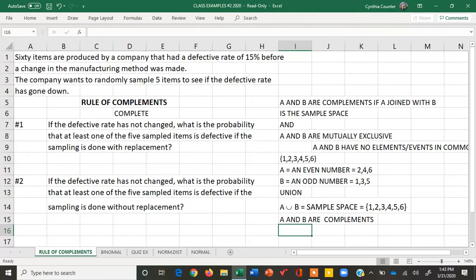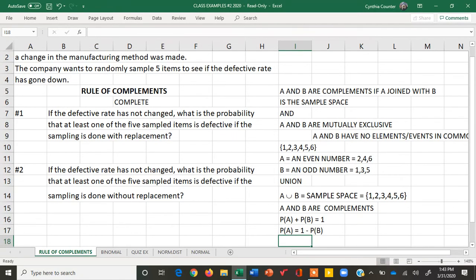Now, if A and B are complements so that their union is the entire sample space, then it follows that the sum of their probabilities, since it forms the entire sample space, must be 1. So what the rule of complement says is that we can find the probability of one of the events, say A, by computing 1 minus the probability of B. We see this in general as the probability of A equals 1 minus the probability of not A. And this is the rule of complements.